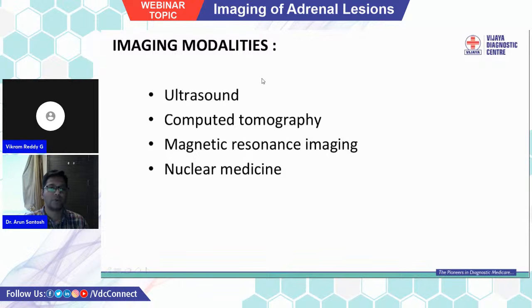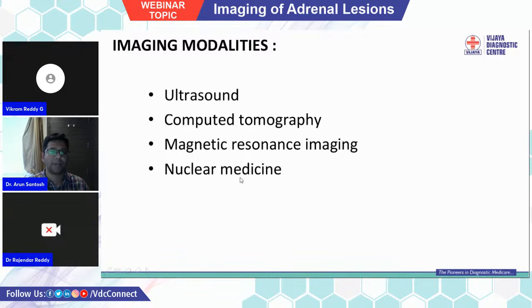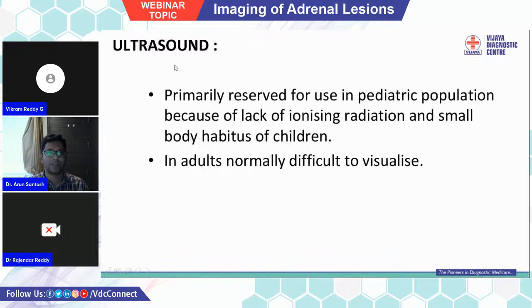The imaging modalities we use for imaging an adrenal mass are ultrasound, CT, and MR, and also nuclear medicine, which we are not going to deal with in detail. Ultrasound is primarily reserved for the pediatric population because of the lack of ionizing radiation, and the glands can be seen better due to less body fat. However, in adults, due to excessive body fat, we may not be able to see the adrenal glands most of the time.